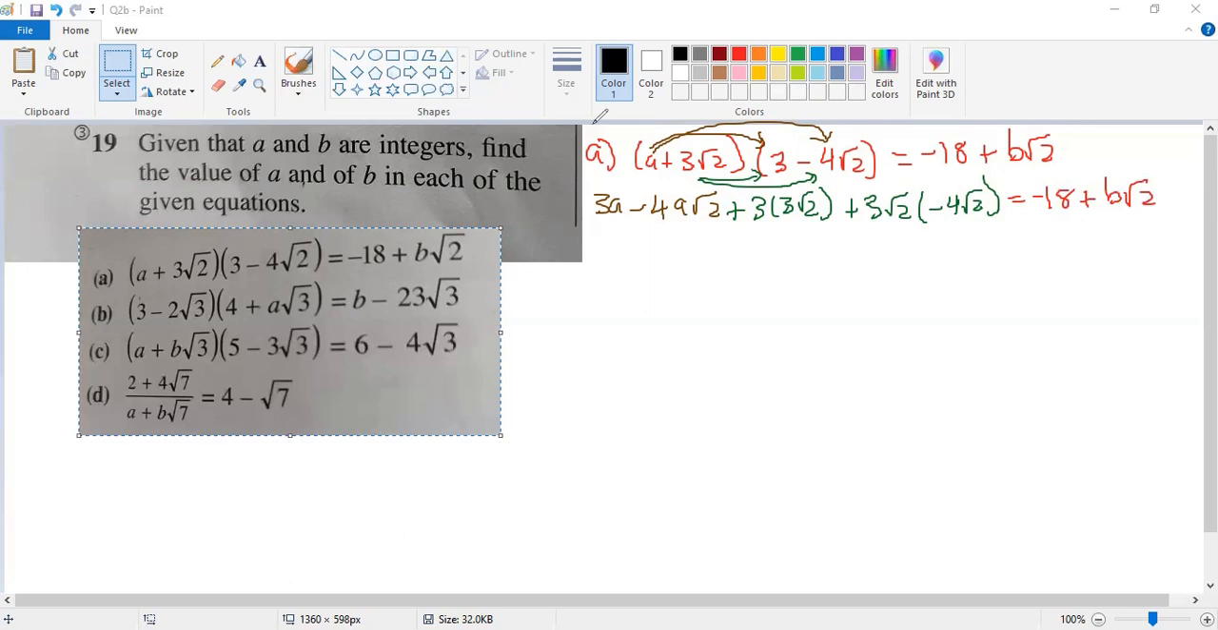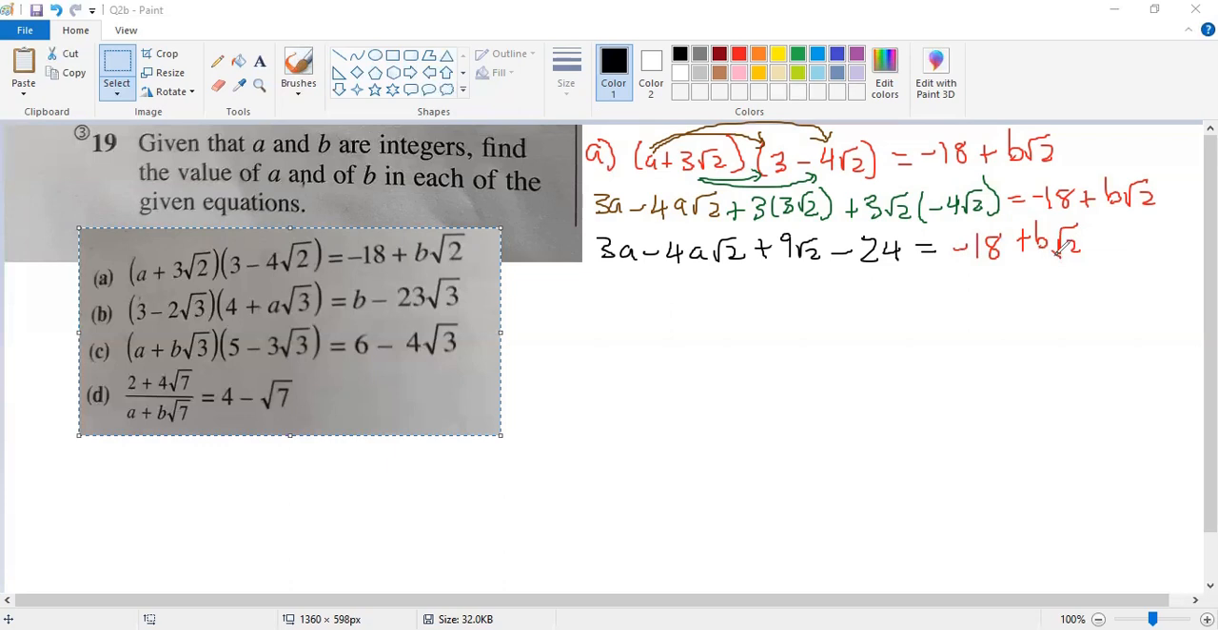Okay, now we just need to simplify all this. So 3A minus 4A root 2. This one is plus 9 root 2. And then this becomes what? Okay, 4 times 3 is 12. Do you all notice that 4 times 3 is 12? Root 2 and root 2, I can just put in a calculator, because at your level they allow a calculator. So either we save 12 times 2, 24. Or you can do manually like how I'm doing. Okay, so then this becomes, negative 18 plus B root 2.